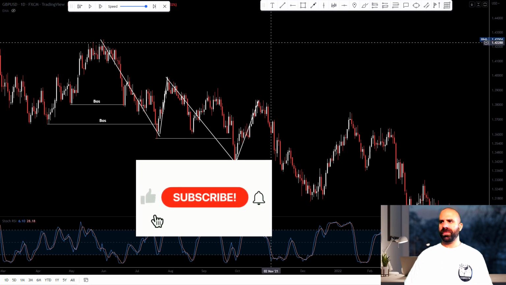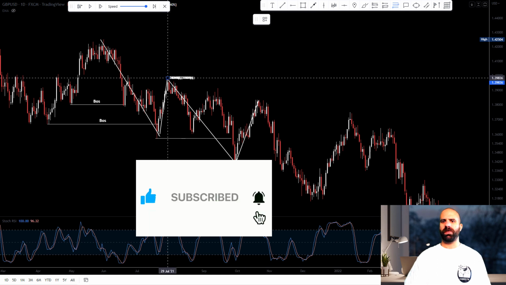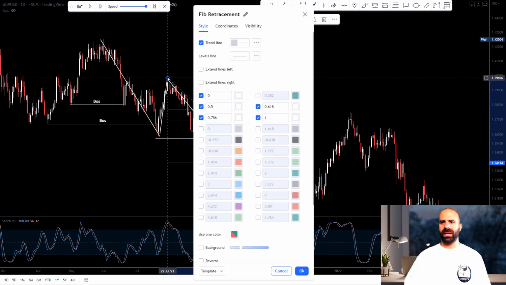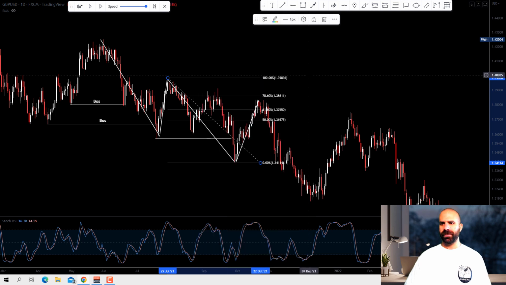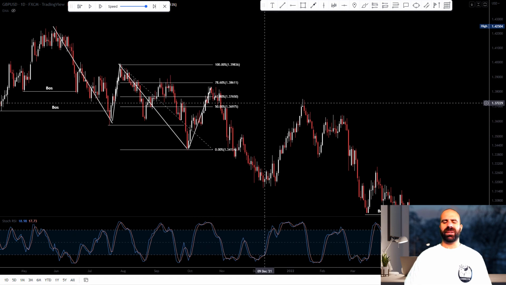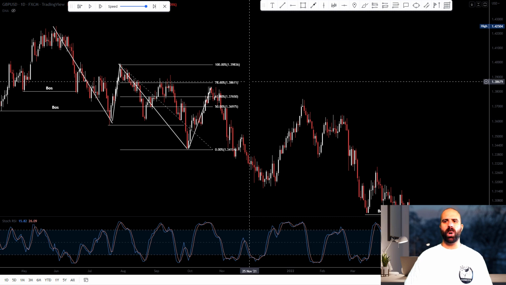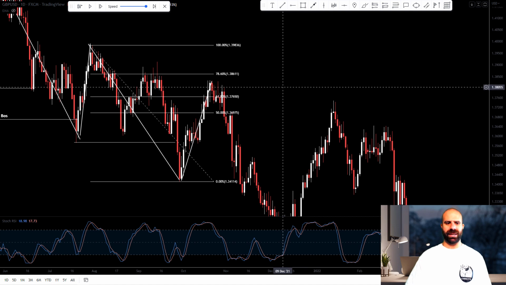What I want you to do is to grab your Fibonacci tool, apply it from the top of the movement until the beginning of the retracement, and then you can go ahead and copy the settings that I have right here. We want these levels. Of course, you can change the color according to your liking. And we will be trading only order blocks which are above the 78.6% Fibonacci level.